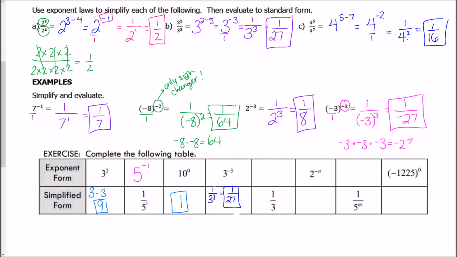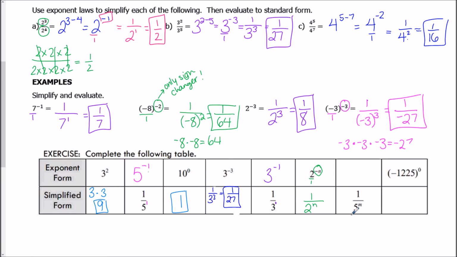Okay? In this one right here, it's 1 over 3 to the power of 1. And because it's in the denominator, I'm going to rewrite it in exponent form and say it's -1. For the next one, it's 2 to the power of -n. I've got a negative exponent, so I'm going to do the reciprocal of 2, which is 1 over 2, and make this a positive n.